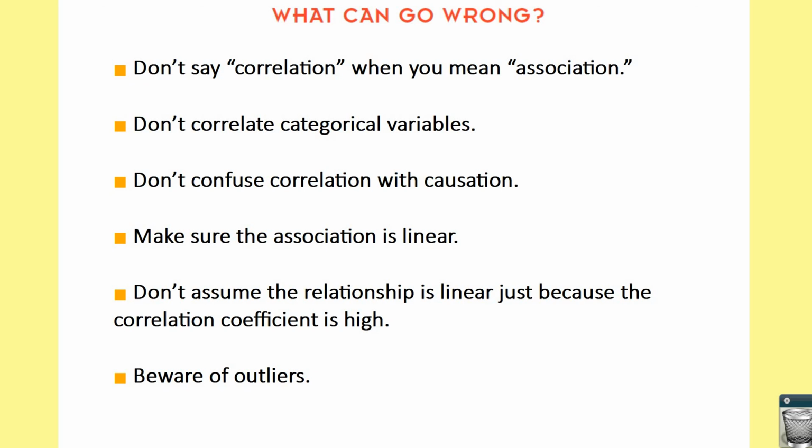Okay, it's proven. Okay, big thing, don't do it with categories. It doesn't make sense. You can't put categories on an axis. Makes no sense. You can't put them in order. Don't confuse your correlation with causation. Make sure it's linear. Don't just assume it's linear just because the R value is high. Okay, you can't assume it. And be careful of your outliers. These are the big main things I want you to know.